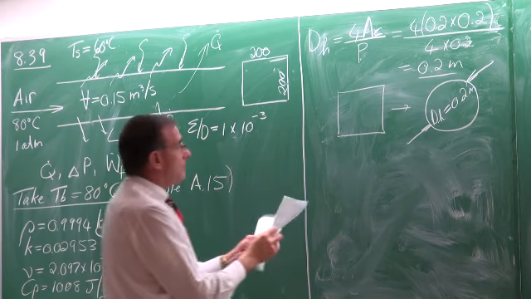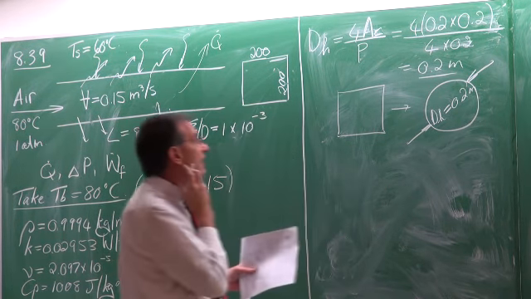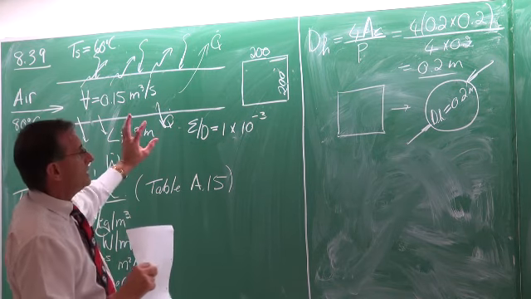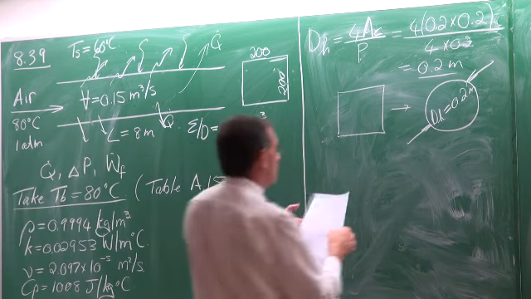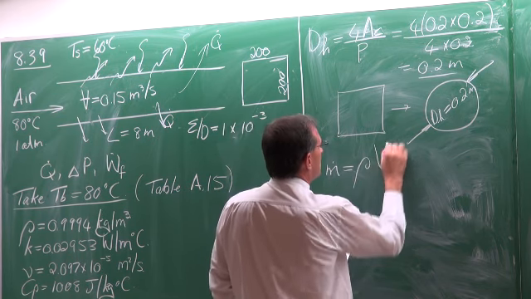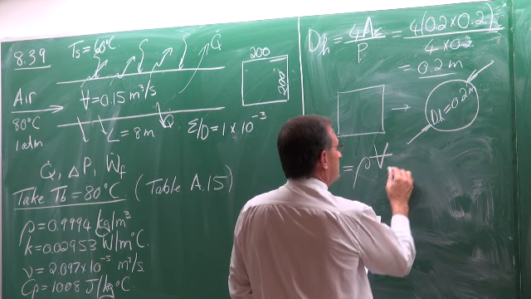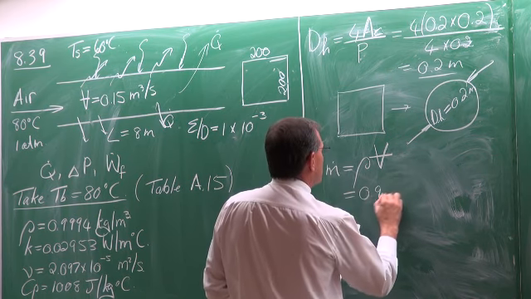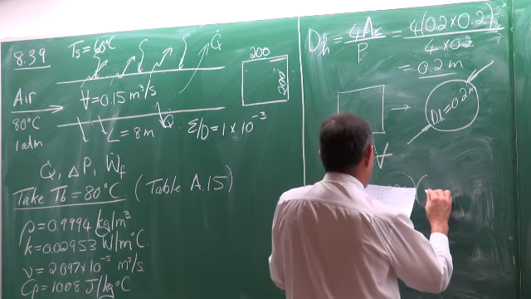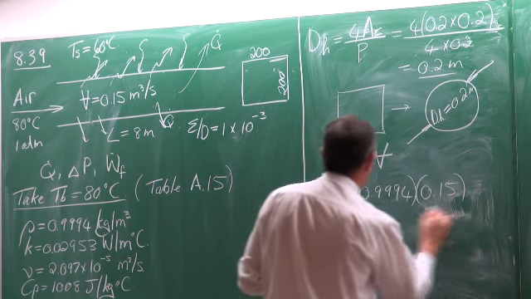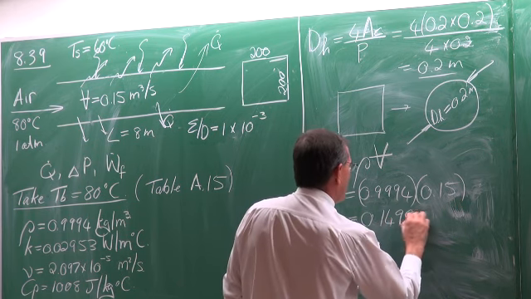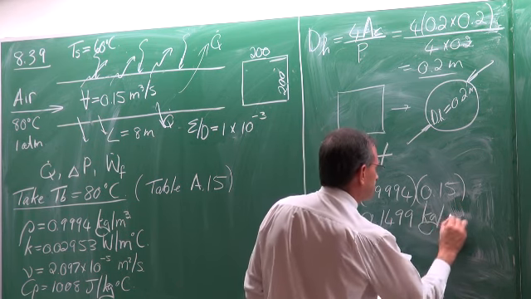Right, so we need to calculate the Reynolds number, and if we want to calculate the Reynolds number, we need the mass flow rate or we need the velocity. So let's do that quickly. We calculate the mass flow rate. The mass flow rate is equal to the density multiplied by the volume flow rate. The density is equal to 0.9994 multiplied by the volume flow rate, which is equal to 0.15, and the result is a mass flow rate of 0.1499 kilograms per second.